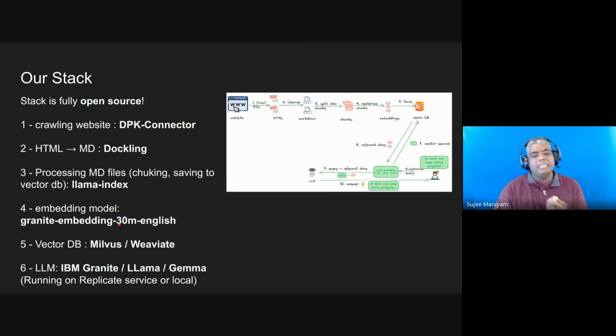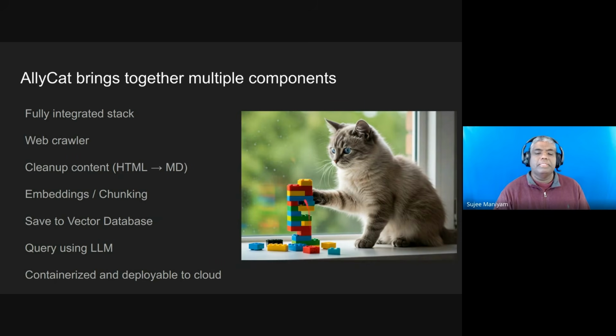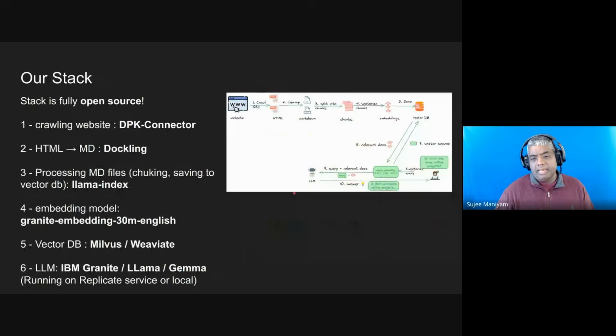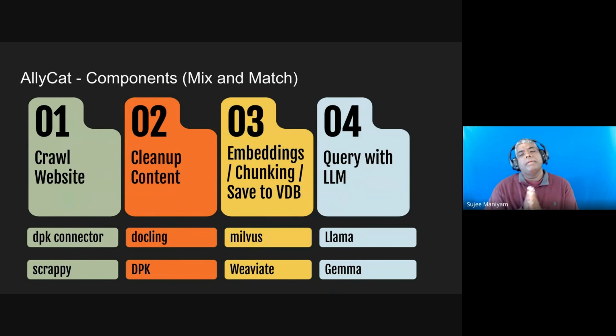You can plug in any embedding model you like. And for the vector database, we're using Milvus right now, but you can pretty much plug in anything. Same thing with the LLM. All of these components fit together, but you can also replace them. Let's say you don't like the yellow block, you want to replace it with the green block. No problem, you can. We very mindfully designed Allycat components that work well together, but you can also mix and match, plug and play.